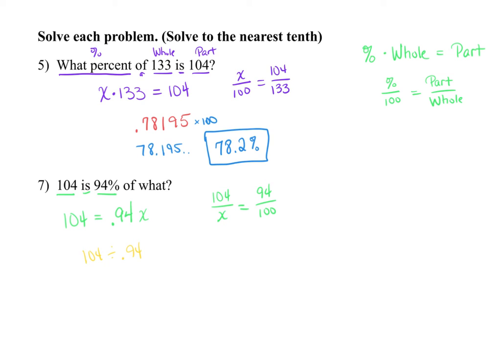And again, it says round to the nearest tenth. So when you do this, you get 110.6382. It keeps going. Rounding to the nearest tenth means this is the one I want to round. I'm going to look to the right of it. To the right of it, I have a 3, which is less than 5, which means I'm going to keep this tenth place the same. So my answer here would be 110.6.